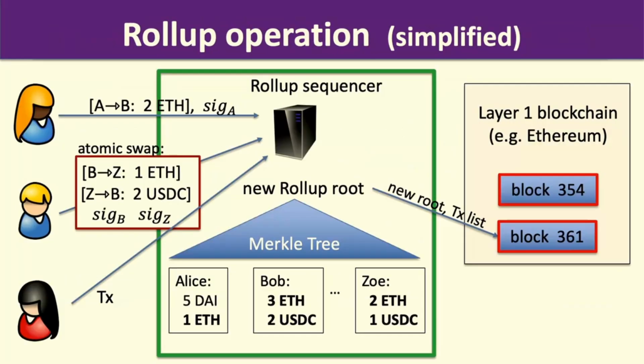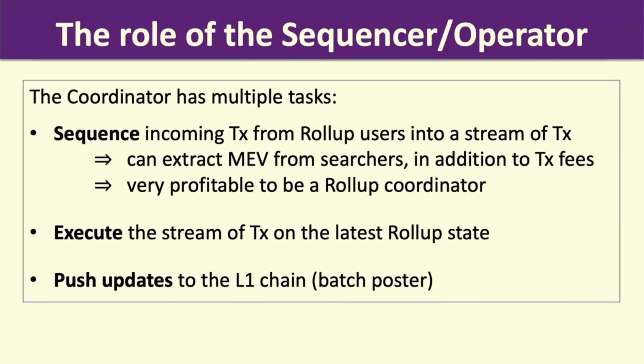So I want to talk a little bit about, we've seen from Josh's great talk all of these things already. I hope they map well to this. But I want to talk a little bit about the role of this sequencer, sometimes also called operator or coordinator. The sequencer has multiple tasks. It orders the transactions, it executes them to derive the new state, and then it pushes updates to the L1, sometimes also called batch posting.